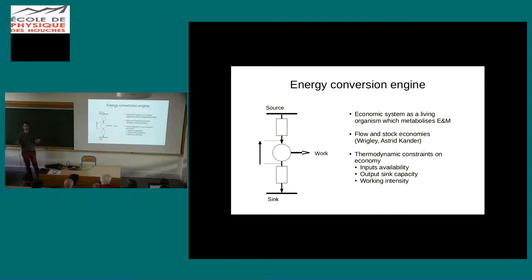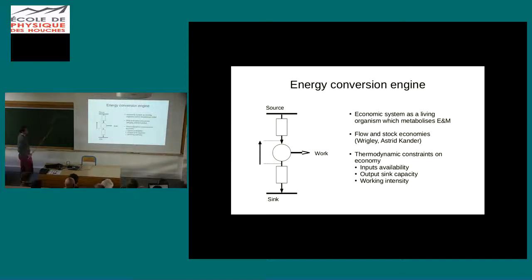we are aggregating some finite values, the potential of the sink can increase and then collapse the difference of potential between the source and the sink. Here, the engine that produces work does not see directly the potential of the source and the sink. There is some resistance, access resistance, in order to access the source. So this allows us to discuss the flow and stock economies, as was discussed just before me.